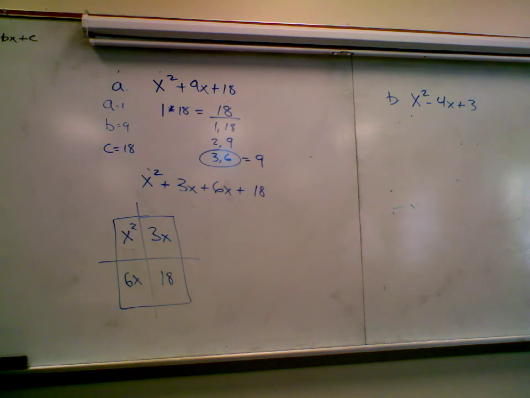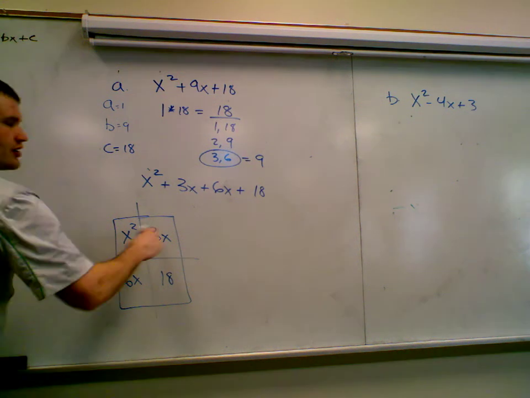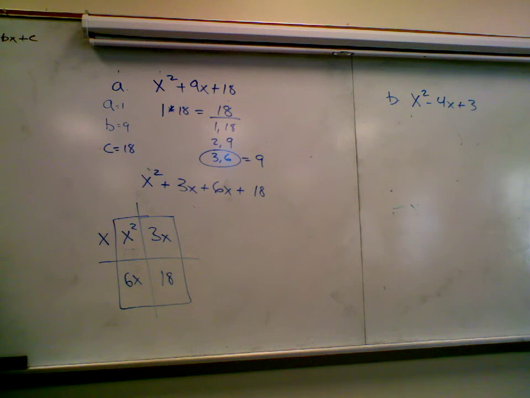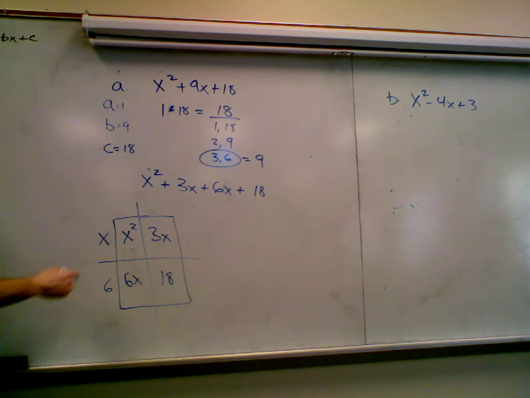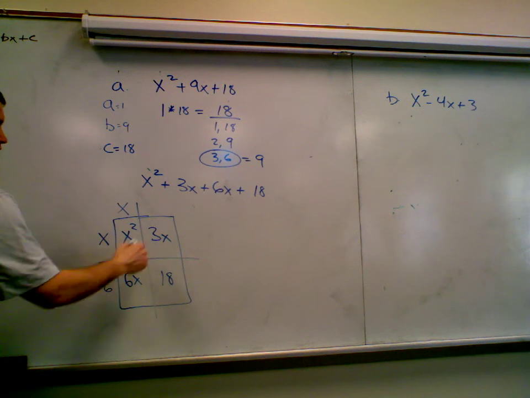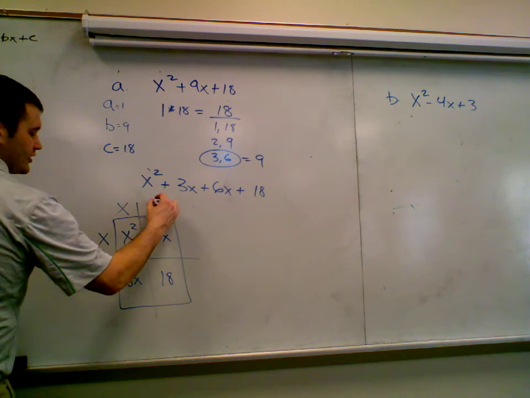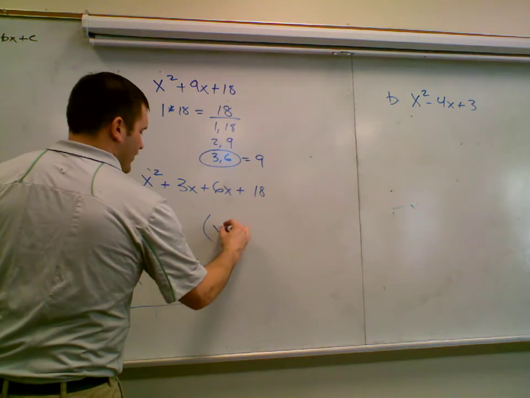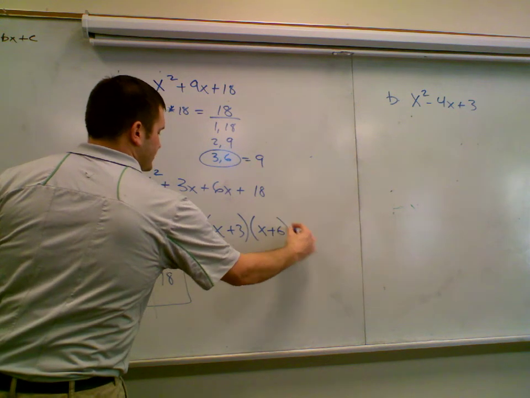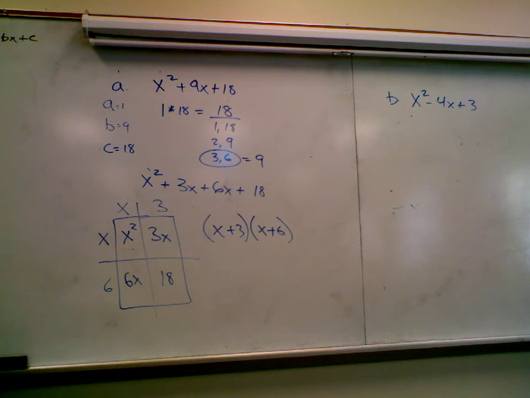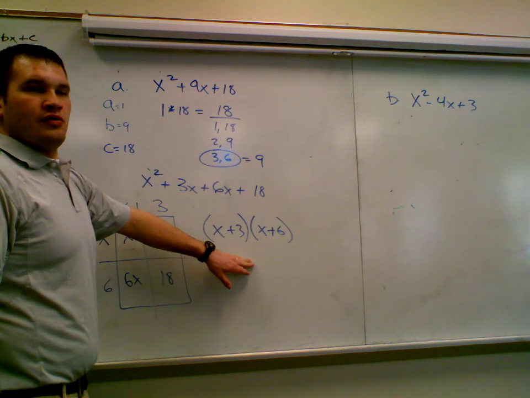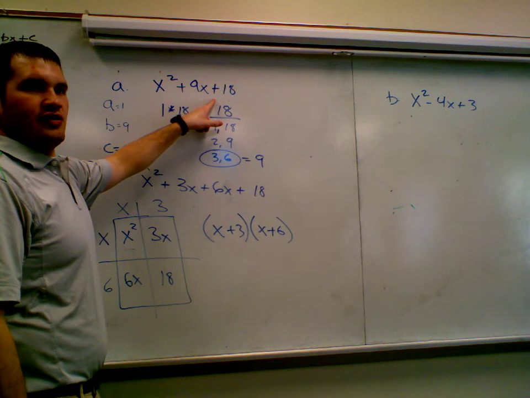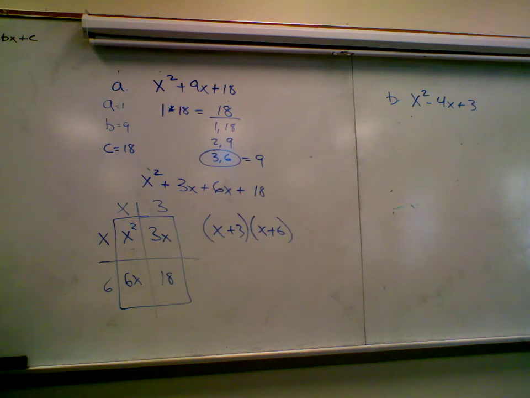So, top row. What's the greatest common factor? X. What's the greatest common factor here? 6. What about here? 3. So that means our factors are x plus 3 and x plus 6. So now if I were to FOIL this, what do you think we'd get? So we're backwards FOILing. Does that make sense, guys?